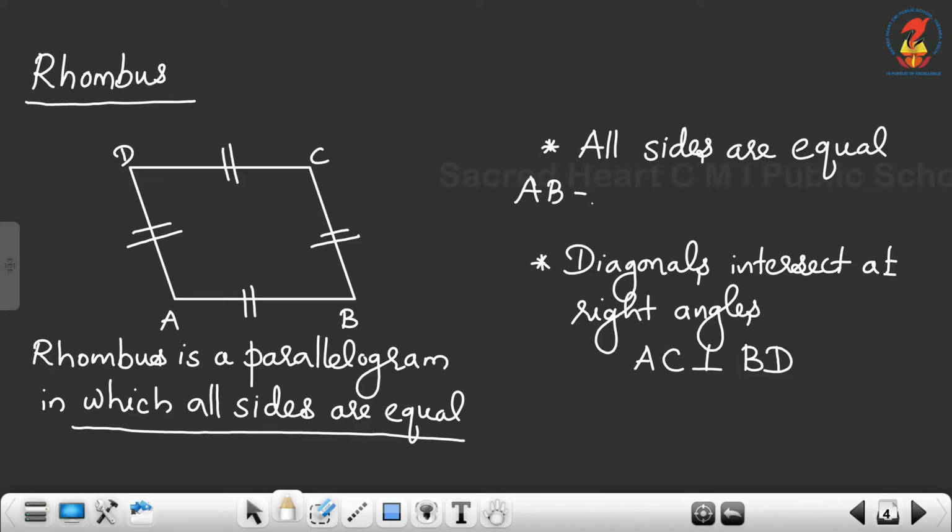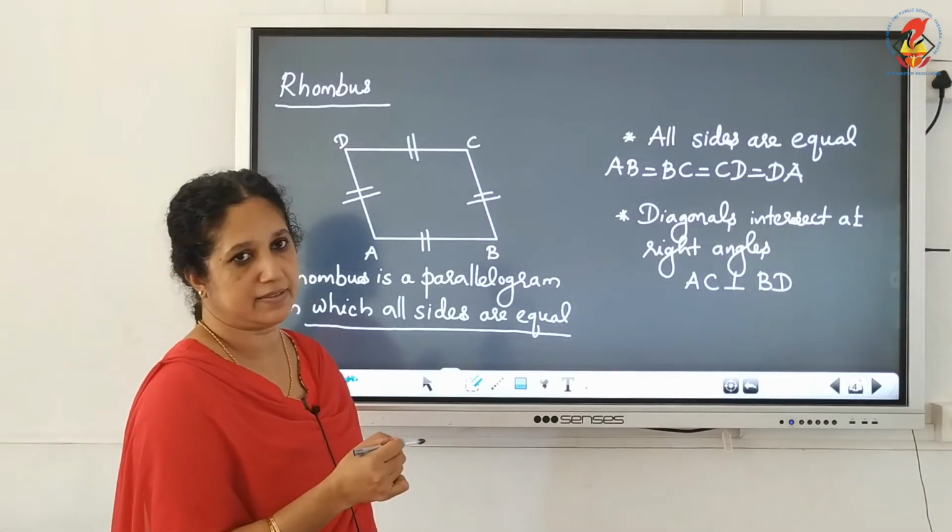So the property, all sides are equal. That means AB is equal to BC is equal to CD is equal to DA. The four sides are equal. The four sides are of the same length.